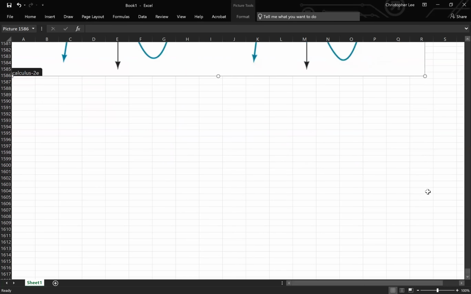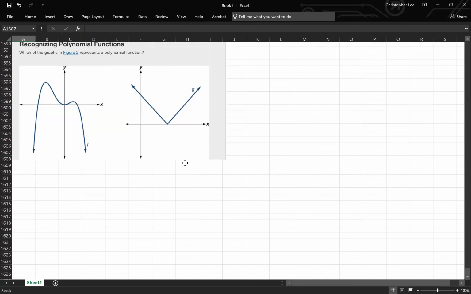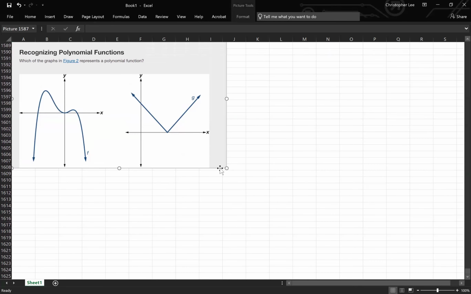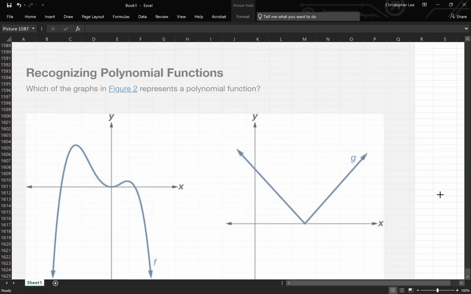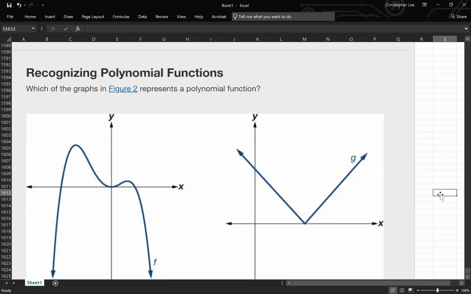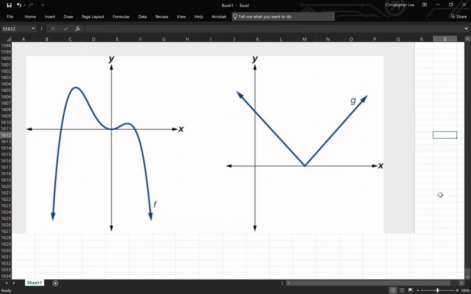Let's do an example real quick because it's about to get crazy over here. We're going to be recognizing polynomial functions. The question is, which one of these is a polynomial function? The first one, polynomial function or not? Yes, it is, because it's smooth.